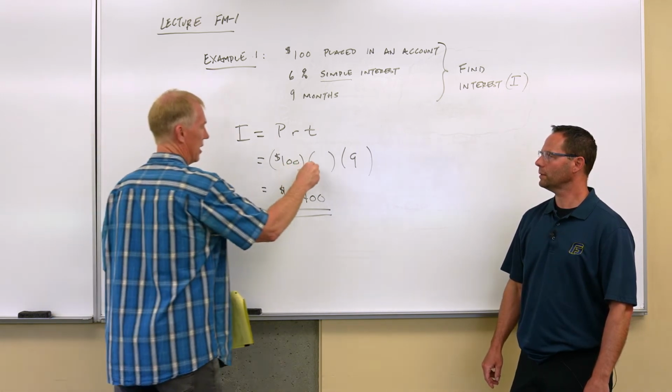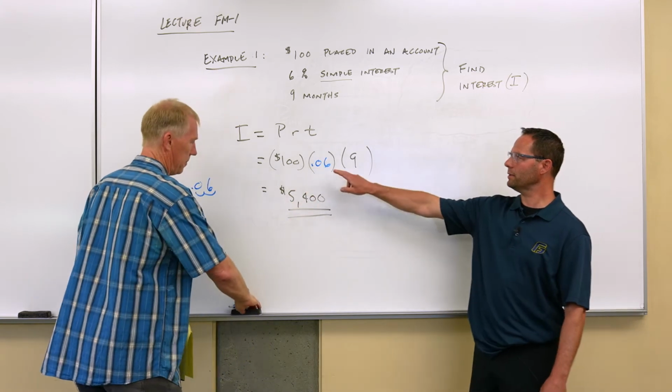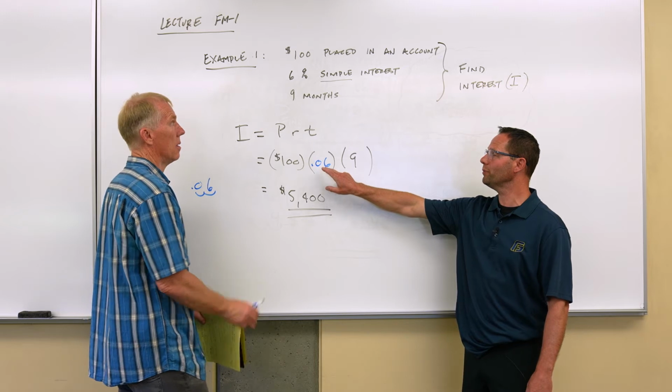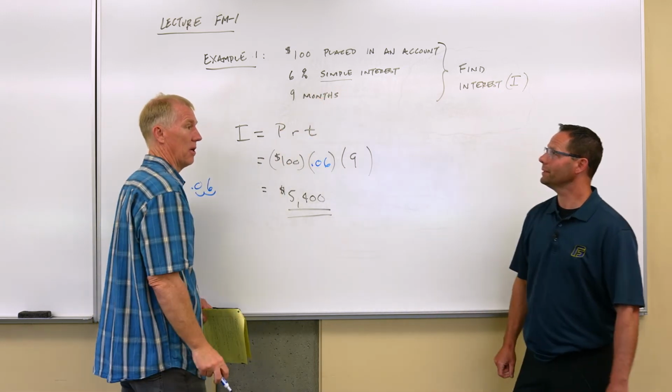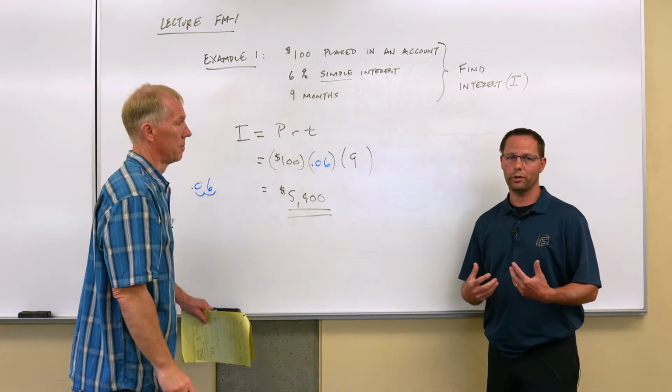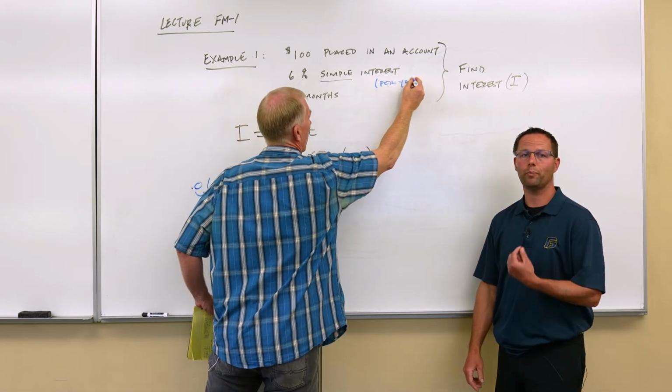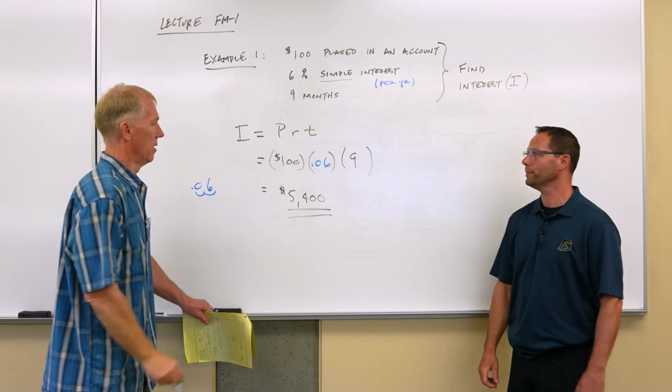0.06. And keep in mind, this is called an annual interest rate, which always is given in terms of per year. If it doesn't say per year, you have to assume that it's annual interest, which means a percent or a part per year. Good, okay.